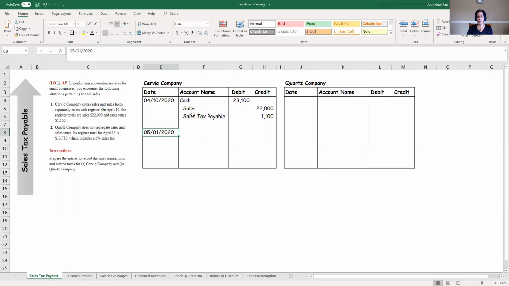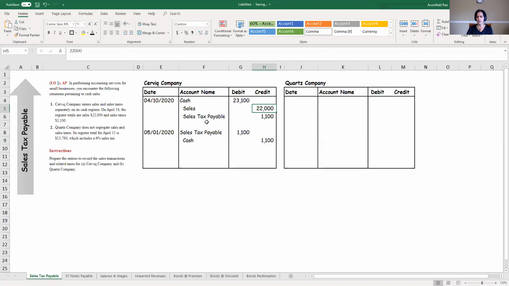Now, at the end of the month, or let's say it's on the 1st of May, the next month, they have to give this money to the state government. So this liability that's in their books will get eliminated. That's going to be by way of debiting sales tax payable, $1,100. They have to send the money. It's usually done by an electronic wire transfer, but let's just say they're writing a check. They're going to have cash credit. So sales tax payable debit, cash credit for $1,100.